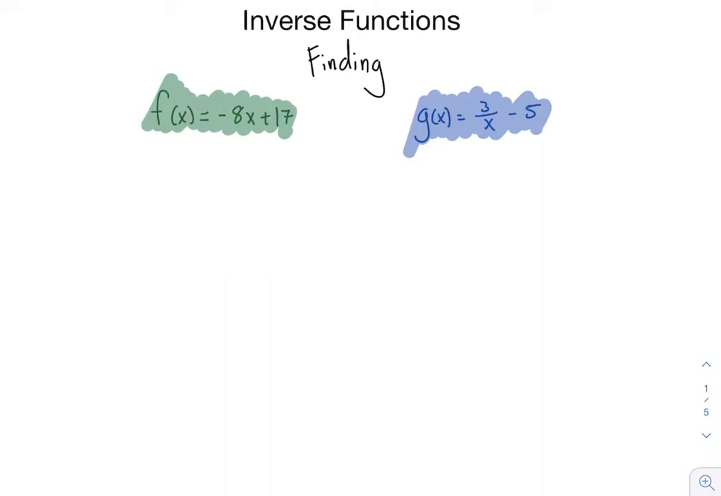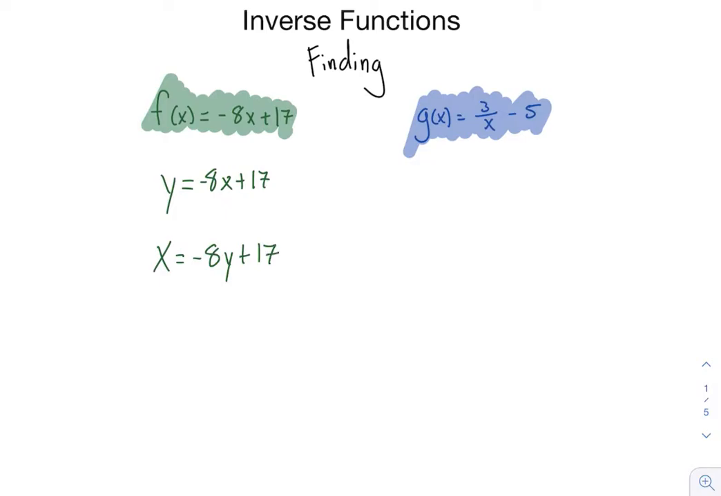And the way we're going to go about this is the first thing we're going to do is take it out of function notation. And instead of writing f of x, we're going to write it as y. So instead of f of x equals negative 8x plus 17, we're going to get y equals negative 8x plus 17. And then as a second step, we are going to switch the x and the y. So I'm going to rewrite this, but anywhere I see the y, I'm going to write an x, and anywhere I see an x, I'm going to write a y.